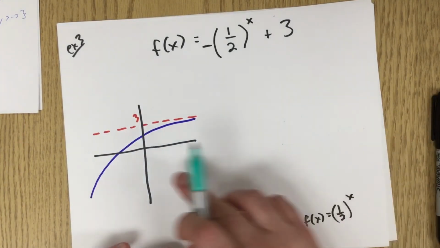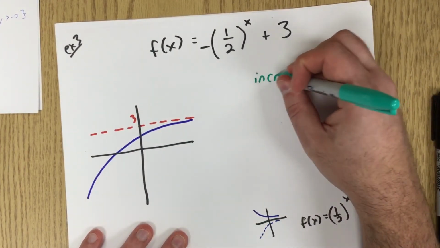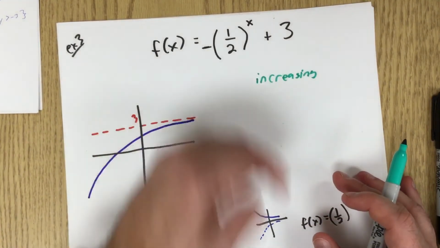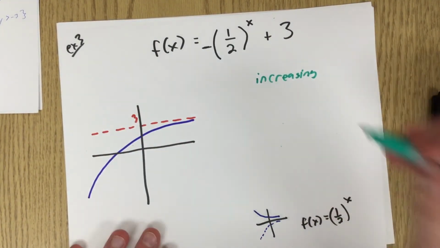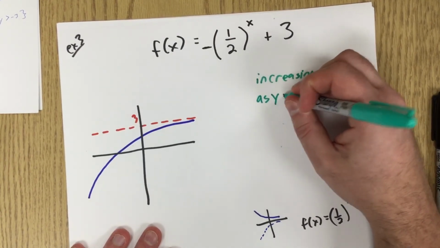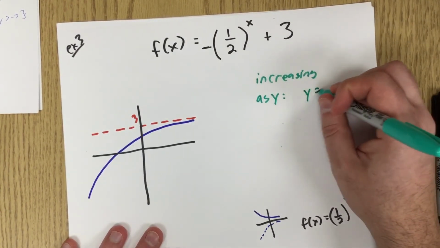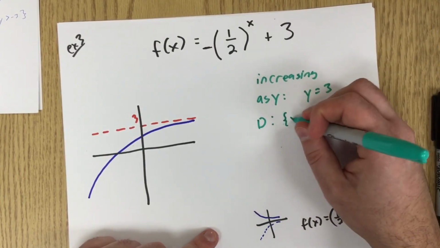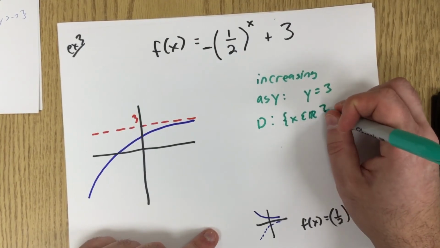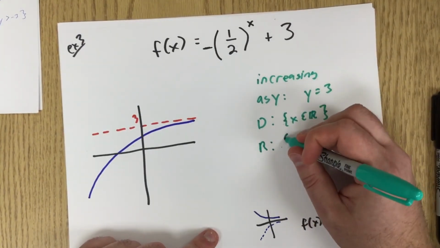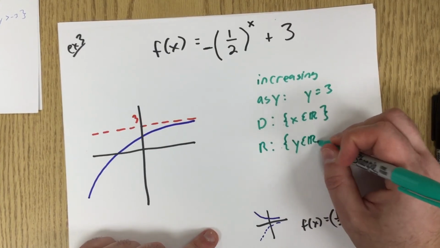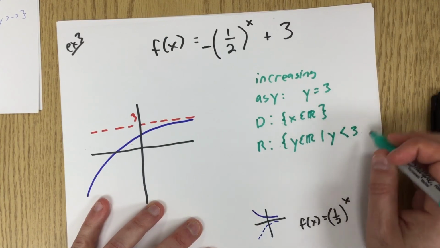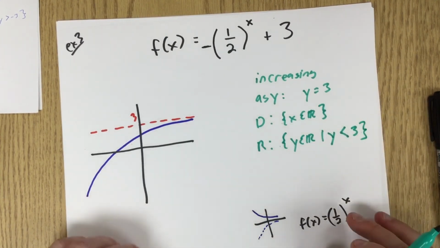And so what do we see? In this case, the graph is increasing. Unlike the other ones, which were increasing to infinity, this one is increasing towards the asymptote, but always increasing. The asymptote is at y equals 3. The domain is still all real numbers. The range in this case is all real numbers, but it has to be less than 3. It never gets to 3, so y is strictly less than 3.